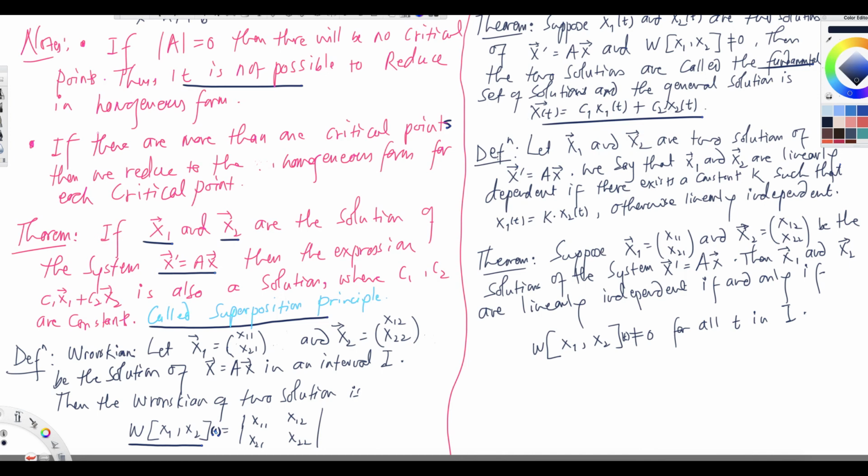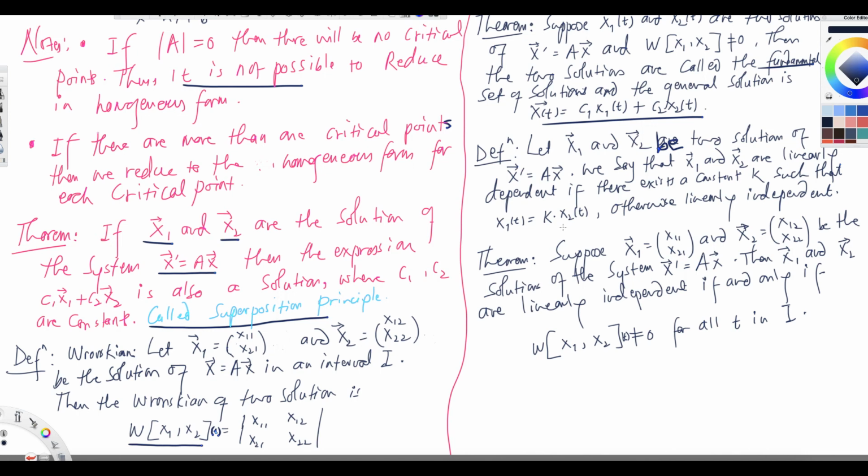Alright, so let me talk about one more definition. Let x1 and x2 be two solutions of the homogeneous system. We say that x1 and x2 vectors are linearly dependent if there exists a constant k such that x1 equals k times x2. That means if one vector can be written as a multiple of the other vector, then those two vectors or those two solutions are called linearly dependent. Otherwise, they are linearly independent.